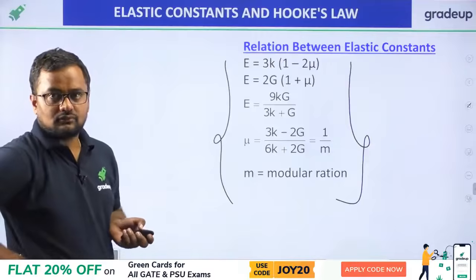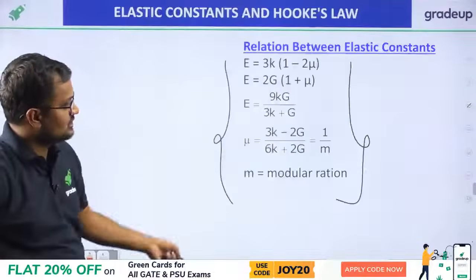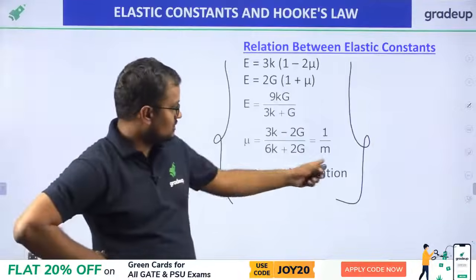Okay. Now going further, these are the relations between elastic constants. Inverse of mu is the modular ratio.